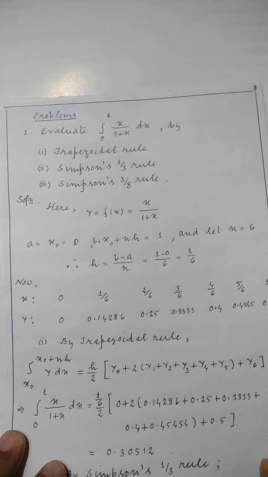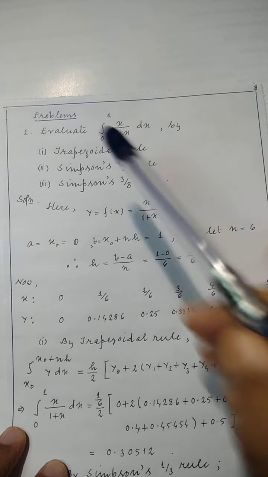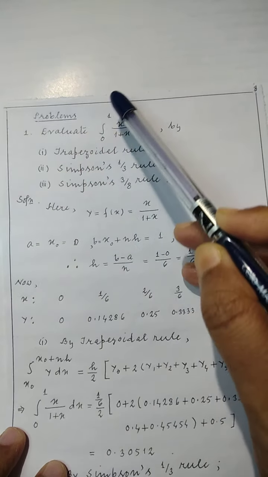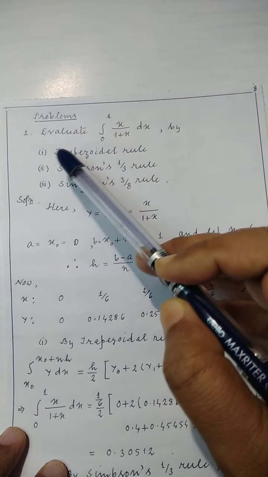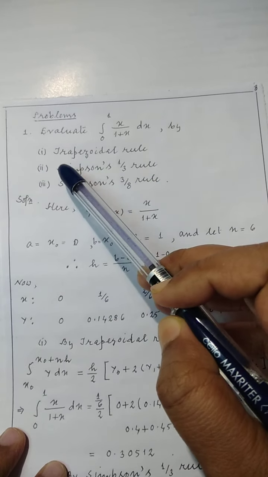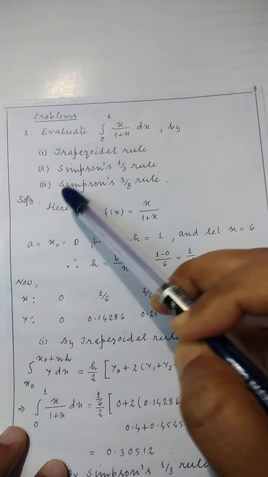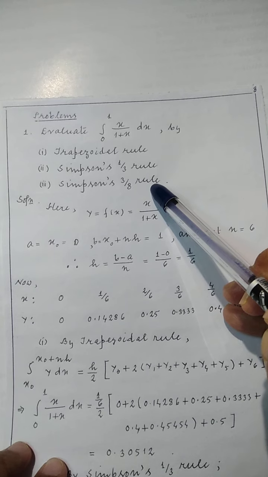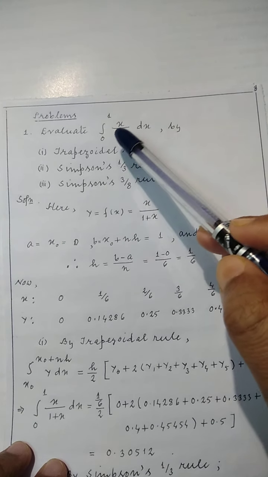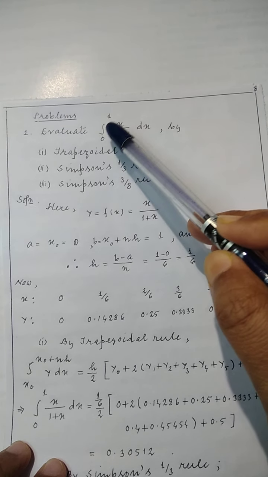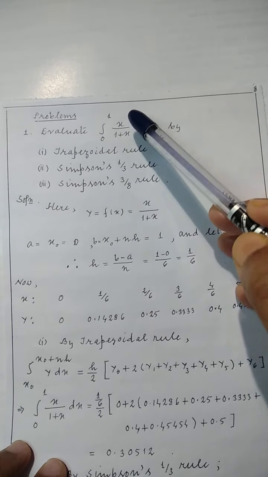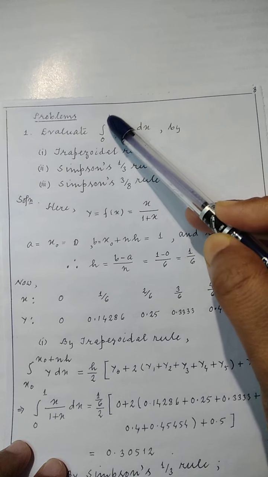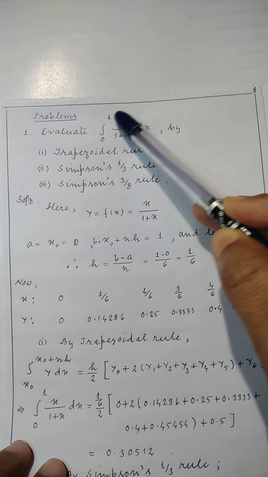Okay, see the first problem. Evaluate the integral from 0 to 1 of x by 1 plus x dx by the trapezoidal rule, then Simpson's 1/3 rule, then Simpson's 3/8 rule. So we have to find the value of this definite integral, where the lower limit is 0 and the upper limit is 1. And this part, x by 1 plus x, is the integrand.